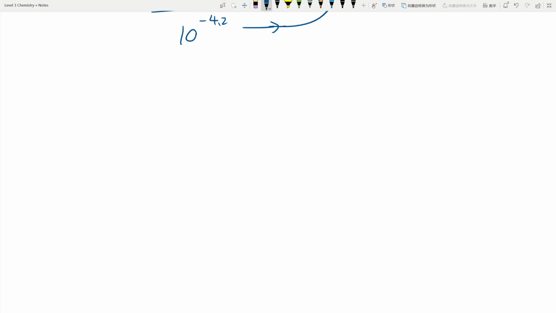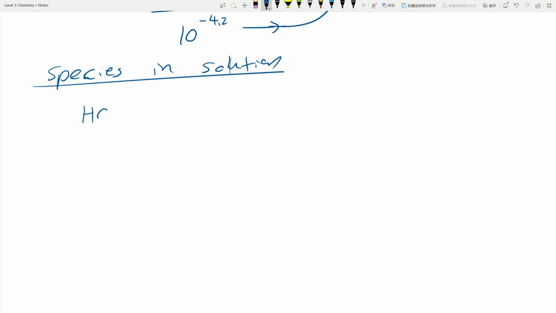All right. Now, species in solutions, which is actually quite interesting. I'll just do some of the really easy stuff, like HCl. HCl is a strong acid, so what does that do? That will completely dissociate into that. We normally don't include water, okay?